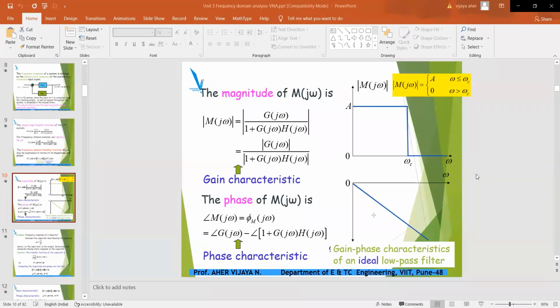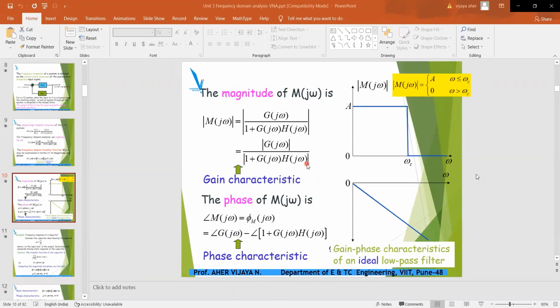So you have to remember this one. I have given small example of low pass filter. Chalo, understood? Any doubt up to this? Student, you have to write this equation for magnitude of M(j omega). In frequency domain analysis, you have to write equation for this phase of M(j omega), because while solving numerical, you need these two equations.